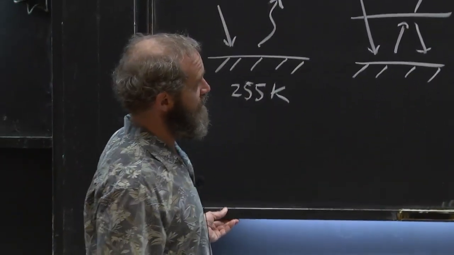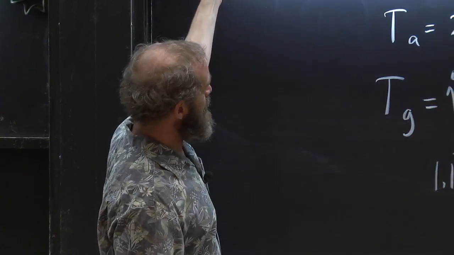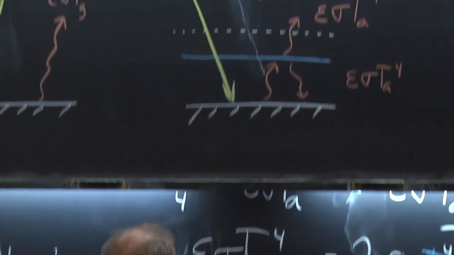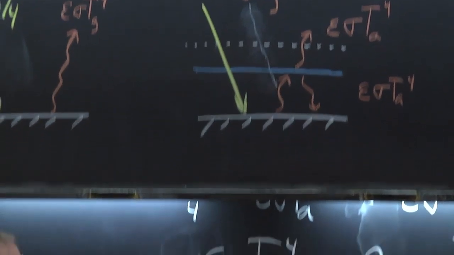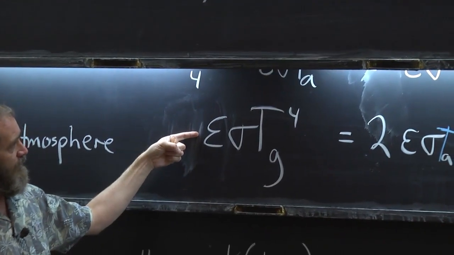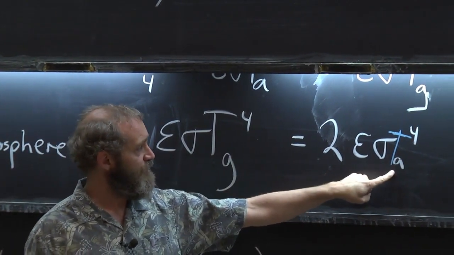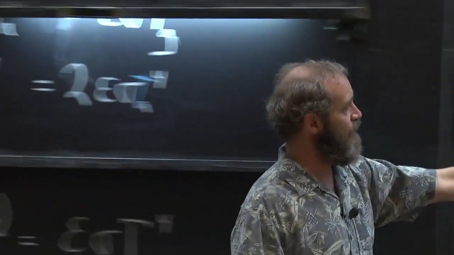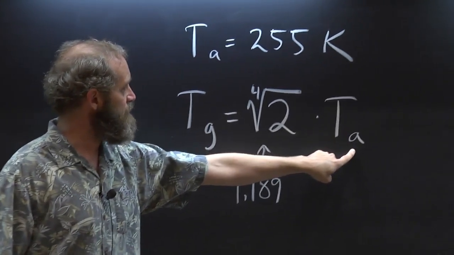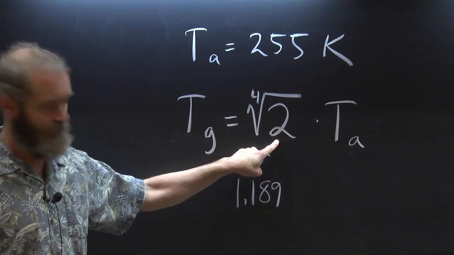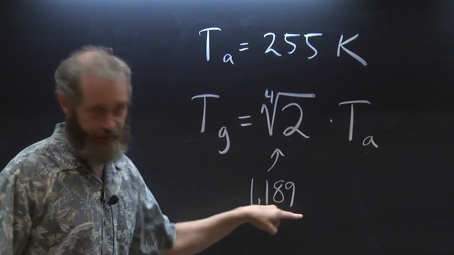And it's also algebraically much simpler to solve, because once you have the top temperature here, you can take the budget for the atmosphere here and very easily solve for the temperature of the ground given this temperature of the atmosphere. It turns out the temperature of the ground is equal to the temperature of the atmosphere times this factor of the fourth root of 2, which is about 1.189, so about 20% warmer.